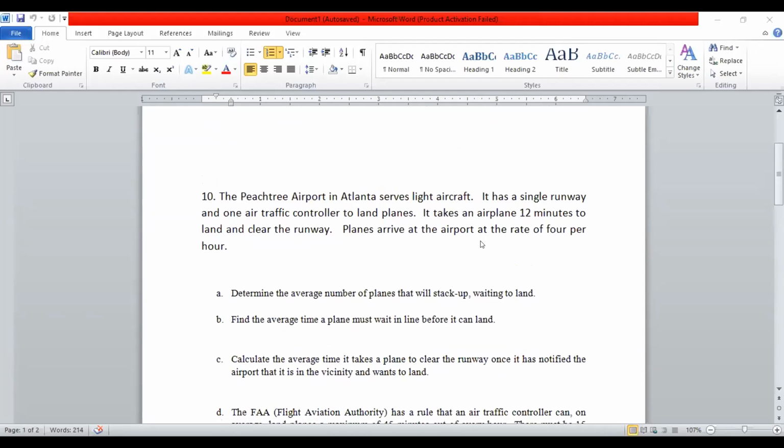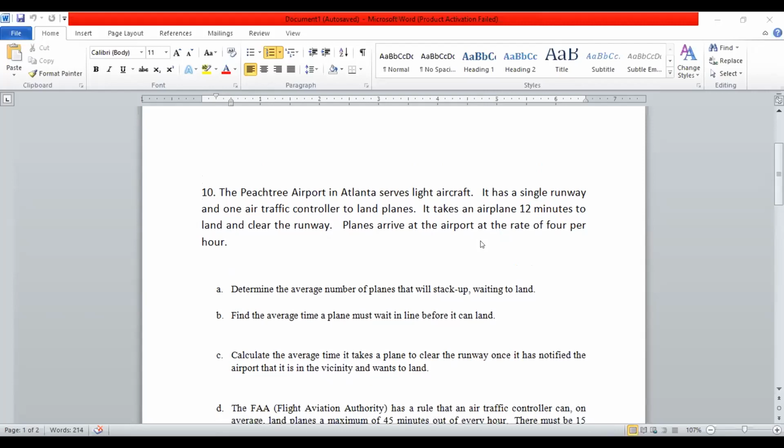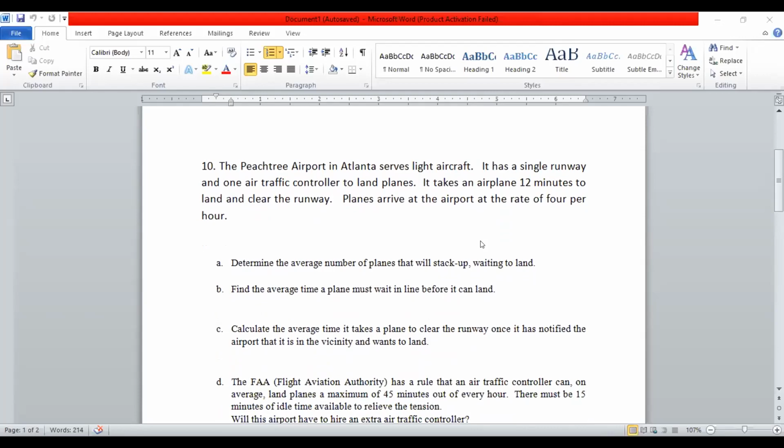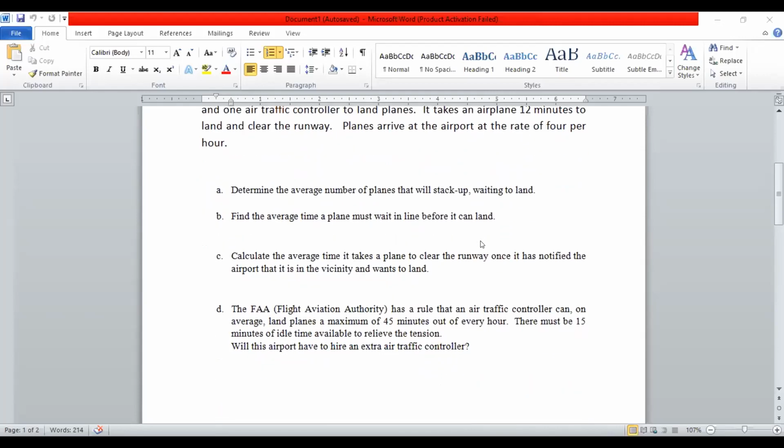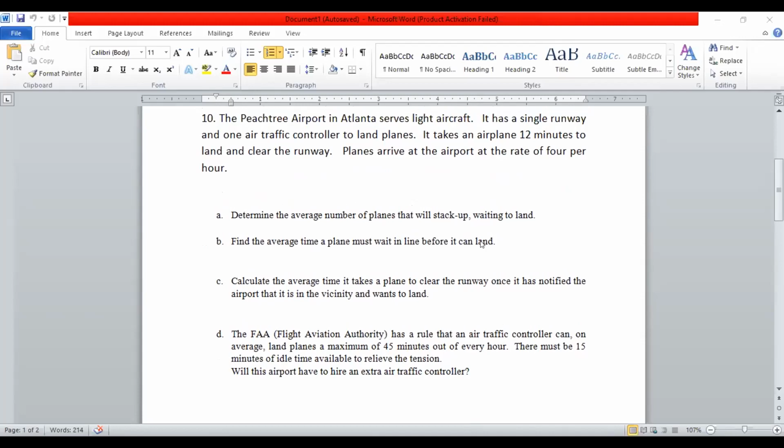It says it takes an airplane 12 minutes to land and clear the runway. Right? So one airplane takes 12 minutes. So in the hour, you can clear 5 airplanes per hour. Good. So the service rate means the air traffic controller can land 5 planes per hour, right?